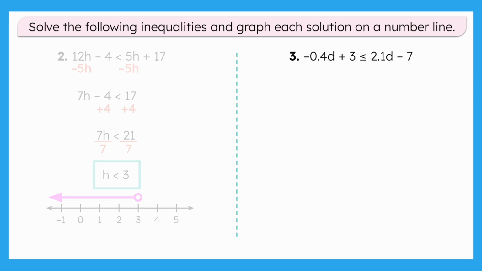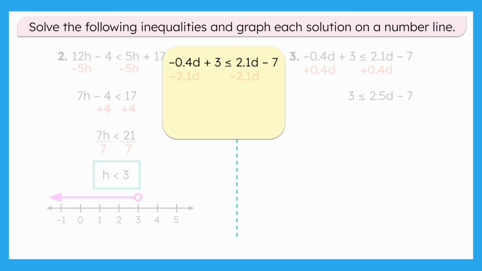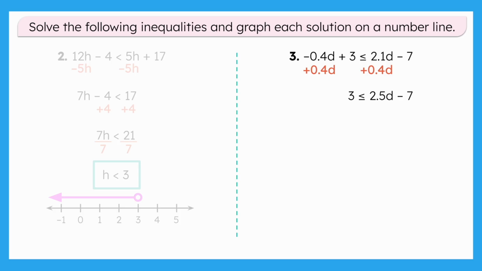In example 3, we are dealing with decimals, which is no problem since I know you all are old pros at working with decimals. I chose to add 0.4d to both sides to get 3 is less than or equal to 2.5d minus 7. You can see, if I'd canceled 2.1d, I'd have ended up with negative 2.5d on the left, which is completely correct and not a huge deal, but I just prefer to avoid negative coefficients if I can help it. So I have 3 is less than or equal to 2.5d minus 7.